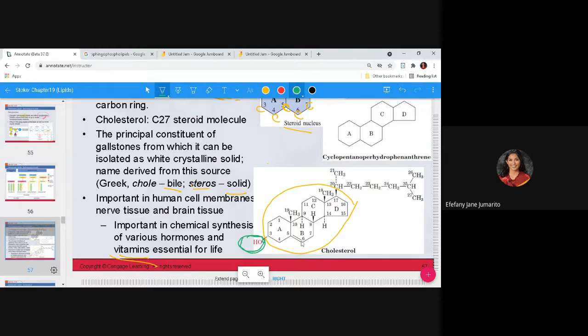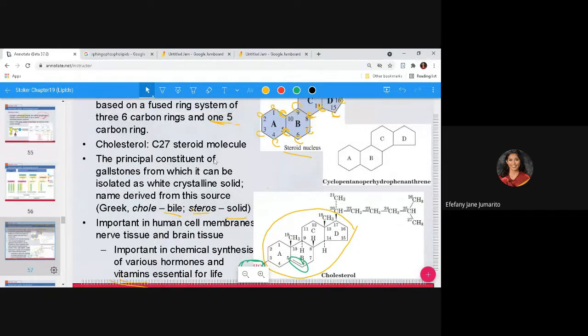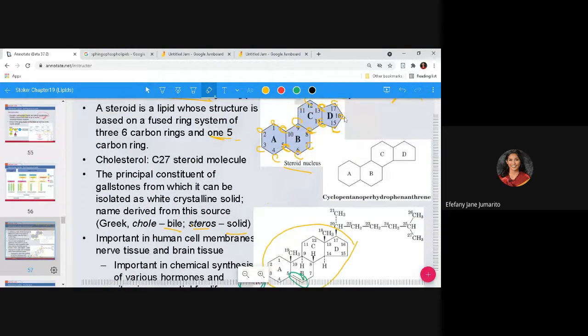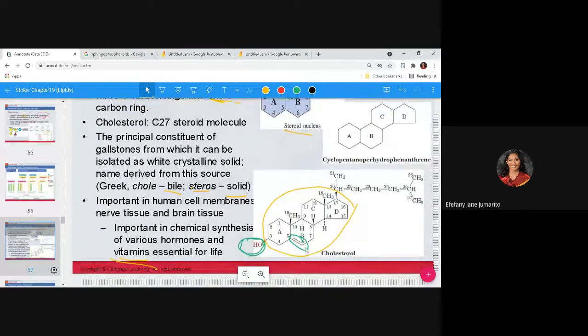And then we have a double bond in carbon 5. May double bond sa steroid, di ba? Wala, ma'am. Okay. So cholesterol has a double bond in carbon 5.